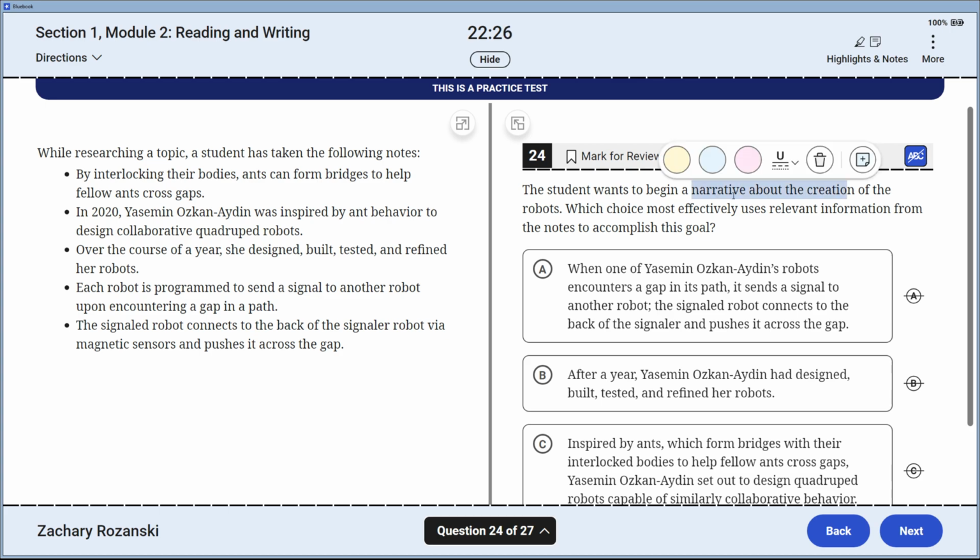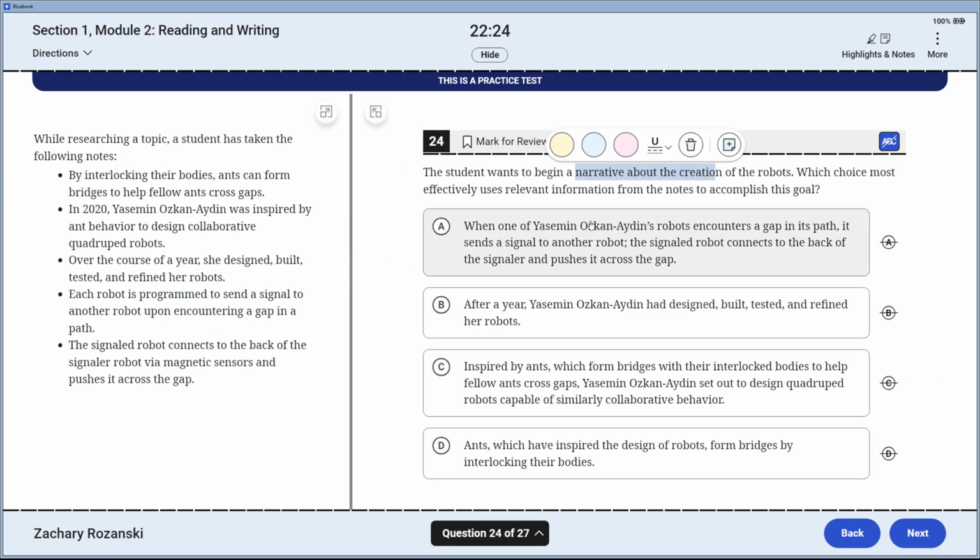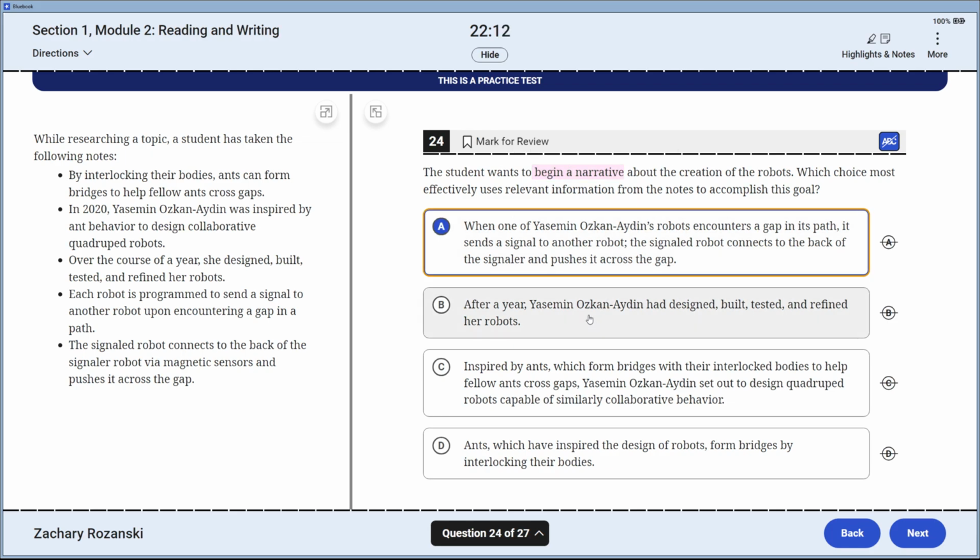Begin a narrative about the creation of robots. How bizarre. Unusual. When one robot encounters a group in the path, it sends a signal to the other robot. The robot comes back and pushes it. Begin a narrative. I don't really think that works, but this is a weird one, so I'll table A and move on. After a year, I'm already cozy with the guy.